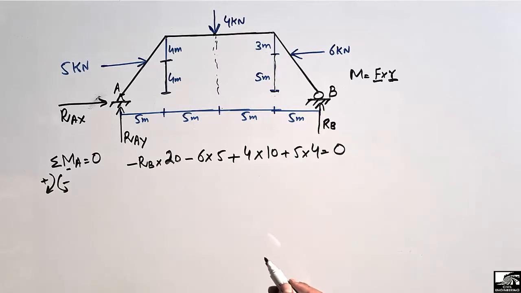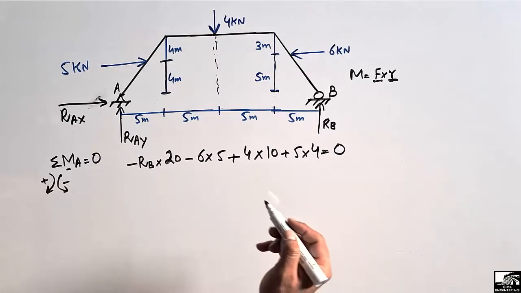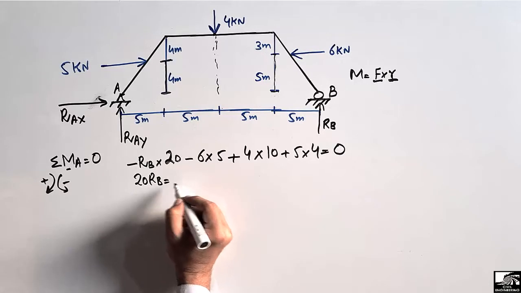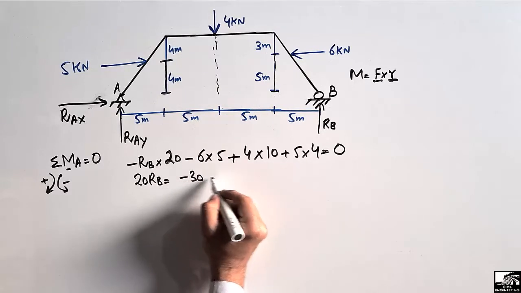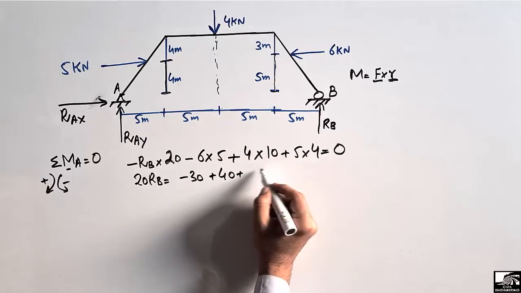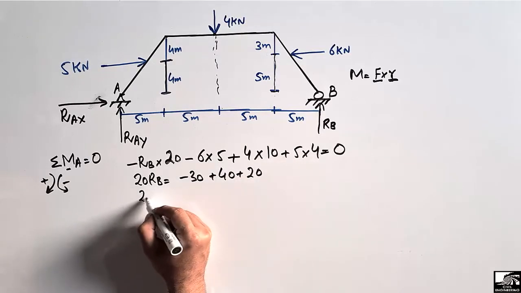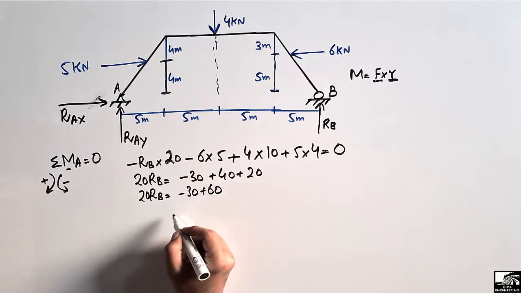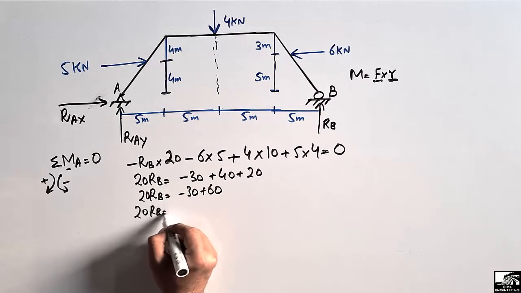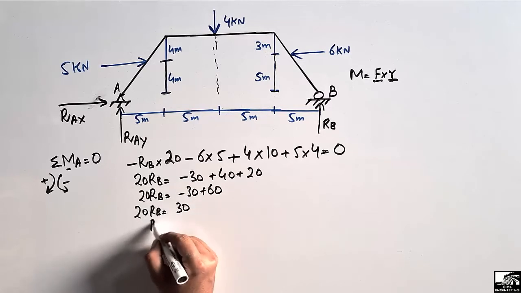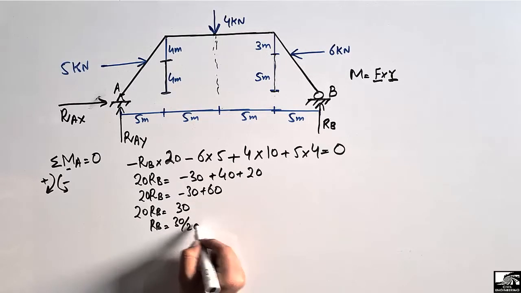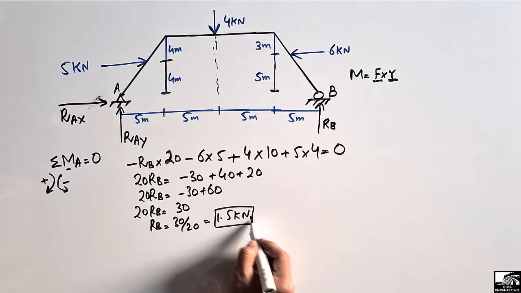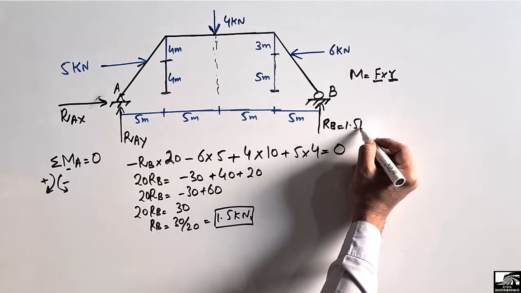Summation of all the moments about point A is equal to 0. So shifting this RB into the right side, it will be 20 RB. The other equation remains minus 30 plus 40 and plus 20. So 20 RB will be equal to minus 30 and plus 60. So 20 RB will be equal to 30. RB, if we divide this 30 by 20, comes out to be 1.5 kilonewton. So RB is of magnitude 1.5 kilonewton acting in the upward direction.